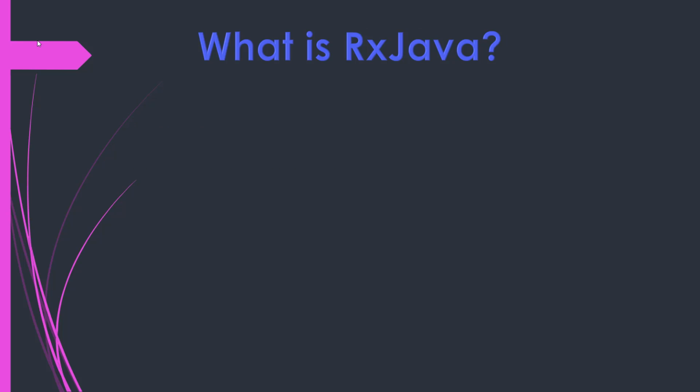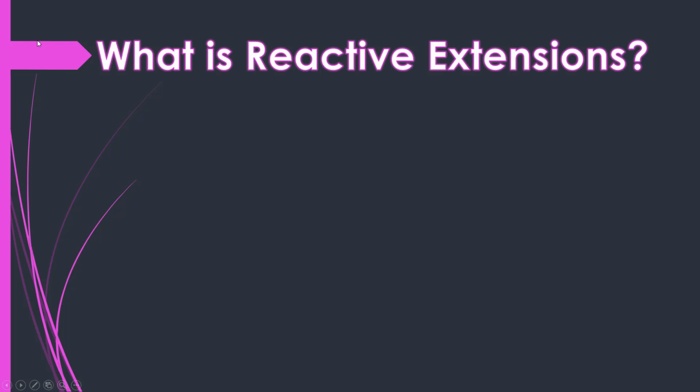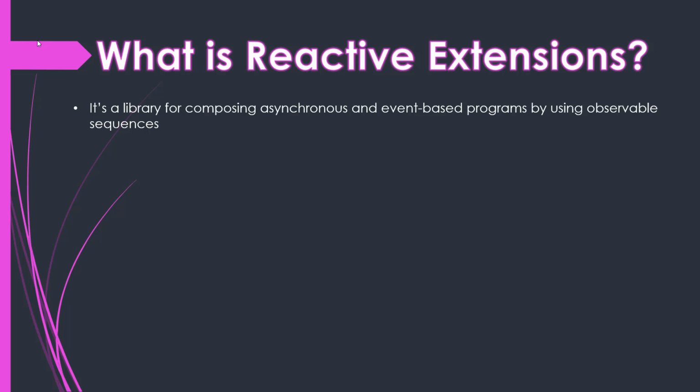So what is RXJava? RXJava is a Java virtual machine implementation of reactive extensions. What is reactive extensions? It's a library for composing asynchronous and event-based programs by using observable sequences. So here we can see we have asynchronous and event-based.